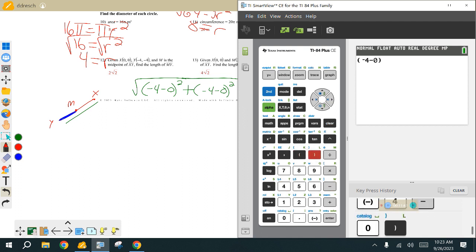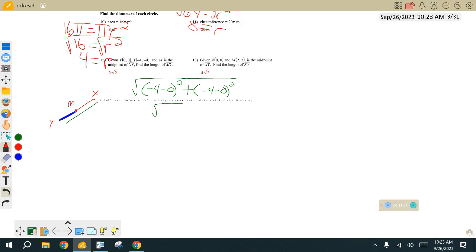-4 minus 0 squared plus another -4 minus 0 squared. 32, it ain't perfect. So simplify that radical for the umpteenth time. Something that gives you 32, start it off: 2 and 16. And what do we know about 16? 16 is a perfect square, right? Shortcut yourself. The square root of 16 is 4. And we're done: 4 square root of 2.